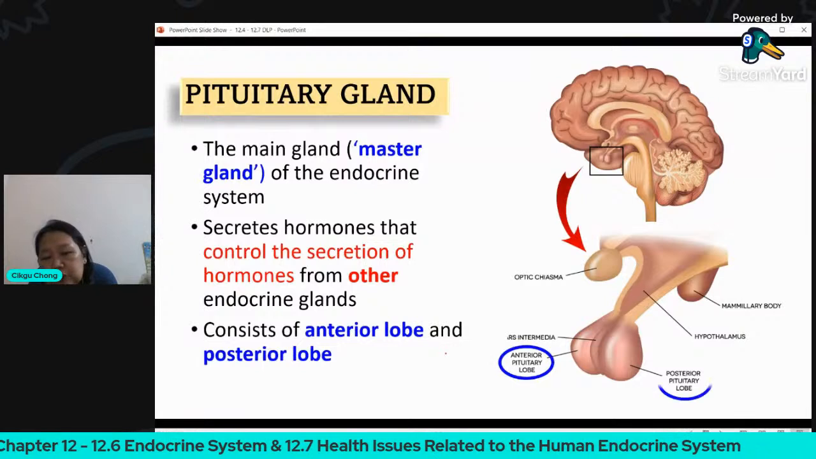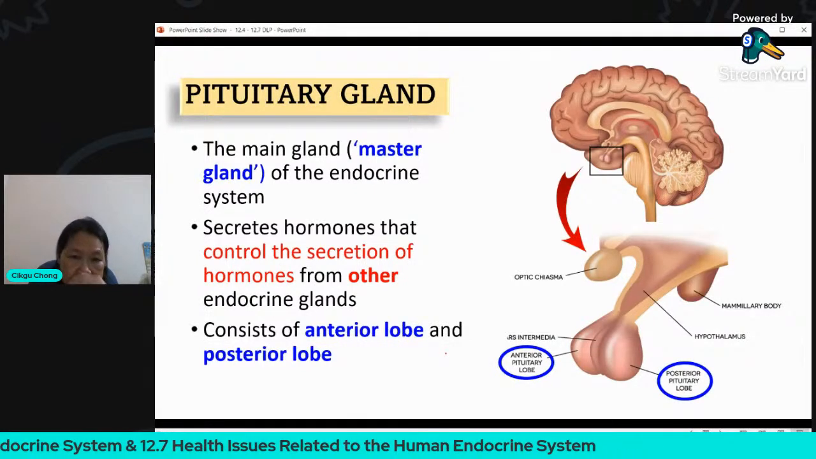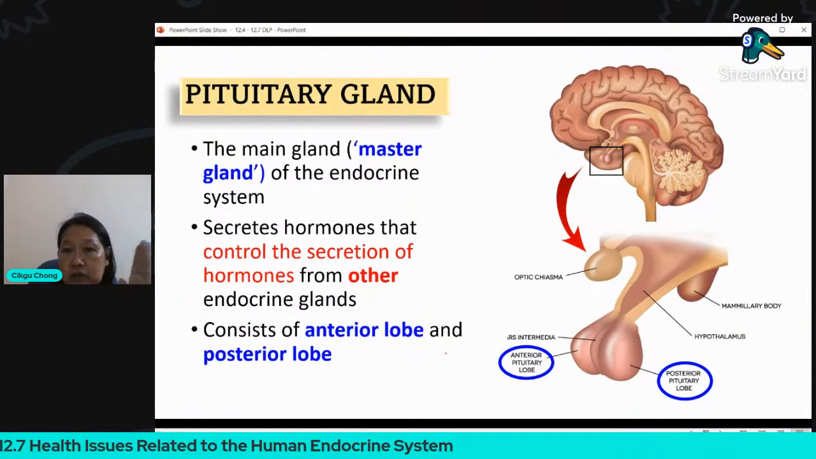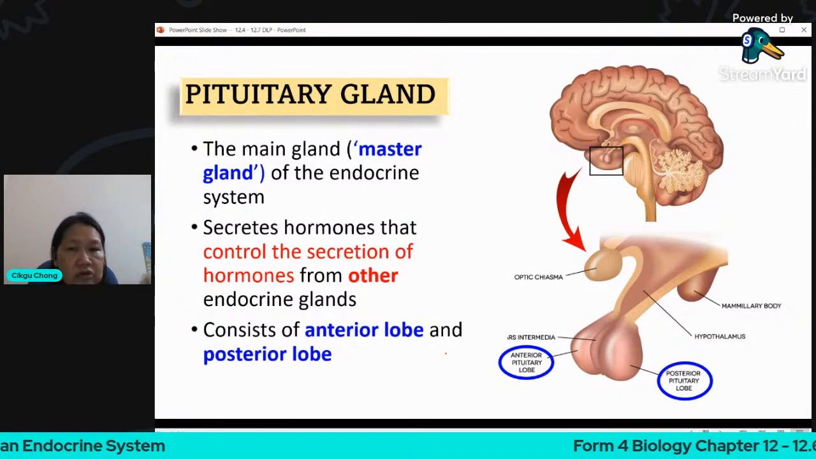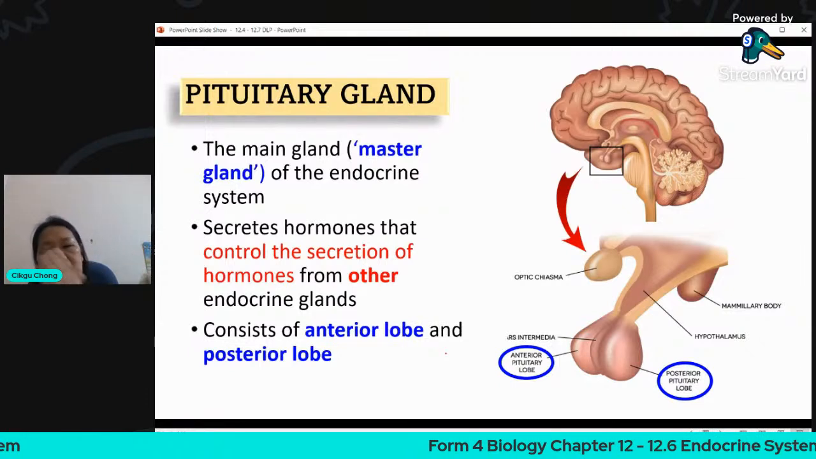Now the pituitary gland has two lobes. You can see there's one facing nearer to the front side of the head. This is near anterior. We call it the anterior lobe. And then the other one nearer to the back.